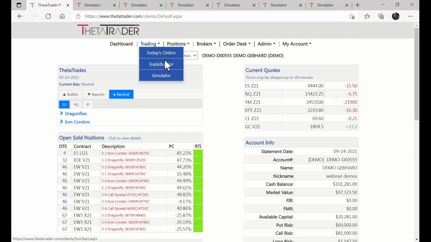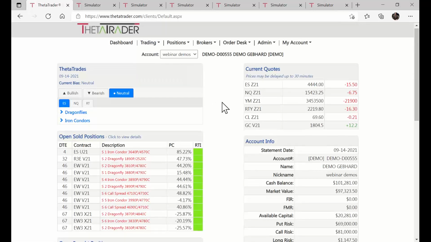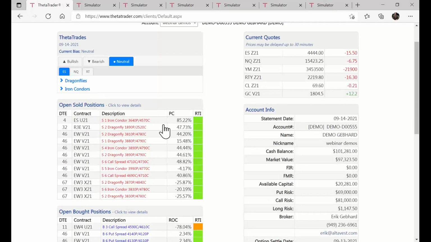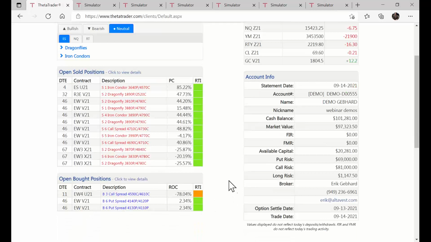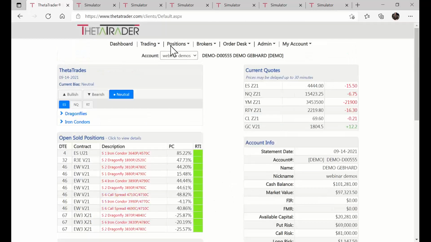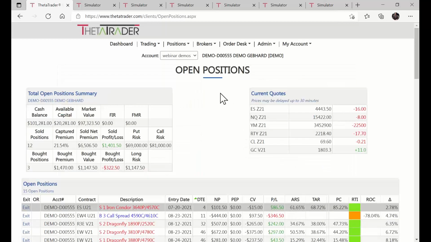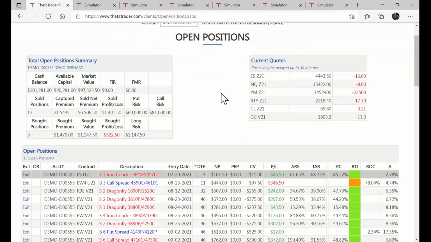And you can also see, before we jump off the page, you can see at a glance all your open positions here, short and long, because of course you can buy spreads or just outright options, but you can go backwards in time. You can look at the closed positions and open positions all on one page. So these are all the open positions here. You can see everything at a glance.